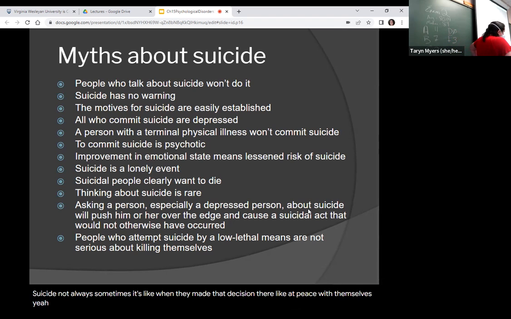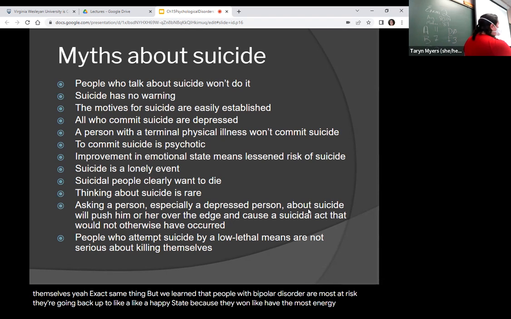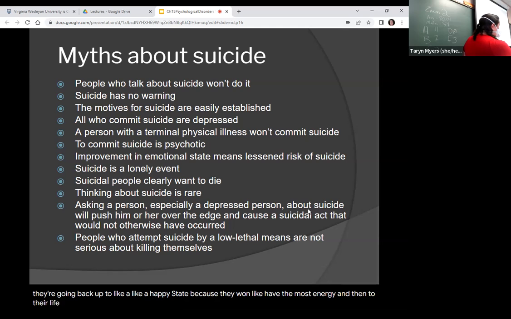Yeah. In this class and in a social work class I'm in, we're learning the exact same things right now, which kind of helps both. Oh, yeah. We learned that people with bipolar disorder are most at risk when they're going back up to a happy state, because one, they have the most energy, and two, they're most terrified to go back down. So it's when they're most at risk, not when they're at their lowest. That makes so much sense. I hadn't heard that statistic before, but it makes so much sense.